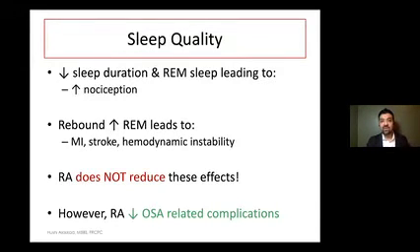However, when we talk about other sleep issues like duration and REM sleep, they are reduced when there is pain, and they increase nociception. And when there is an increase in nociception, you've got this cycle of decreased sleep. Eventually, there would be a rebound increase in REM sleep, which could lead to MI, stroke, and hemodynamic instability. And studies have not shown that regional anesthesia improves these effects. So except for the sleep apnea, the others are not affected.